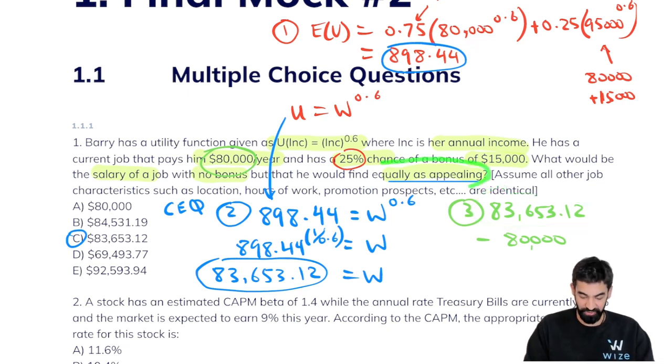He would be equally appealing because in the new job, 80,653 gives him this level of utility, 898. That's how we got this number, by plugging in that utility. And how much would the job give him that has a bonus? That's the step 1 number, 898, which is the same. So he's getting the same utility from both jobs in that case. Here we did not need to do step 3 because they didn't say how much extra. They just said how much does the new job have to pay him.